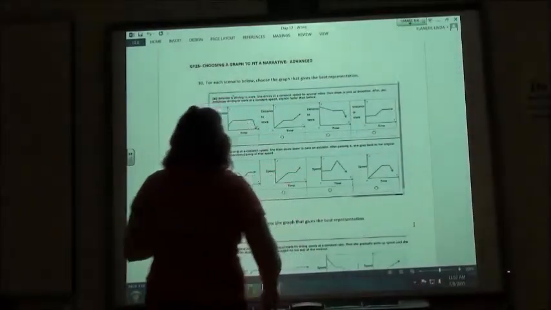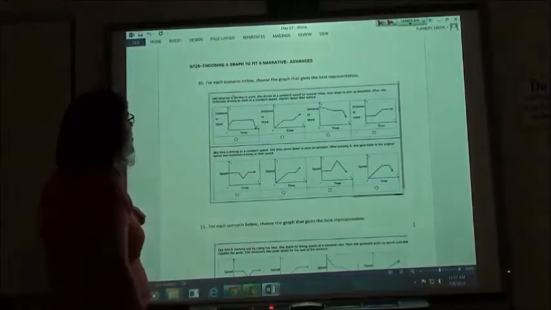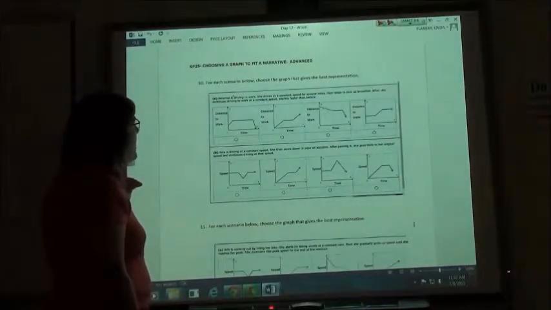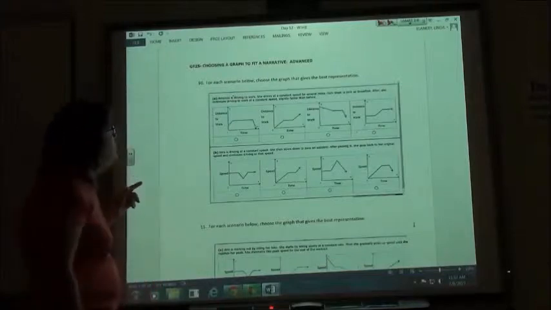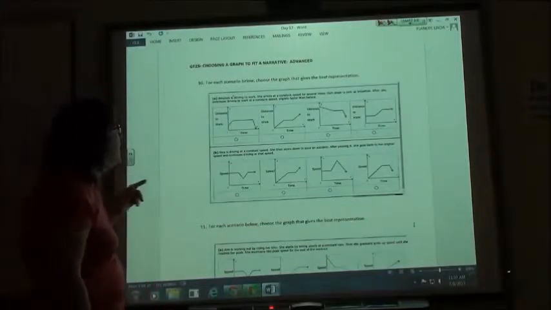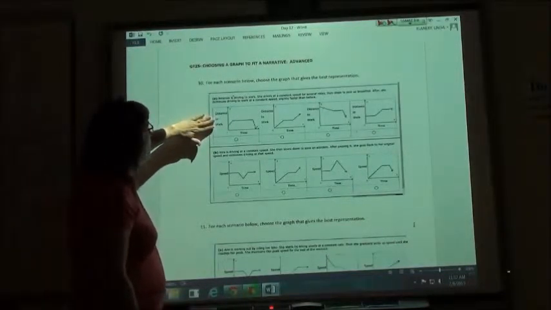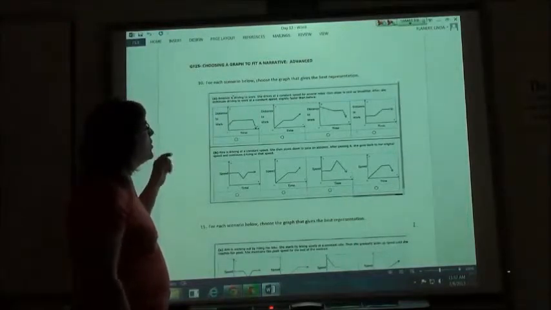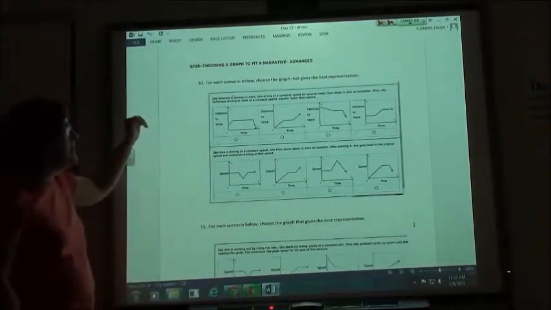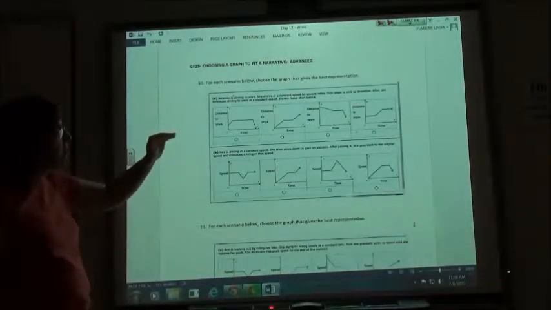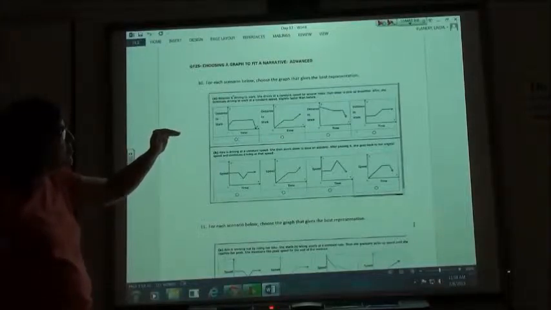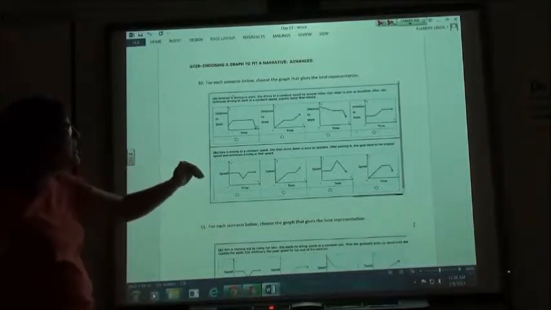So 10, 11, and 12, again, we're fitting the graph. It says Amanda is driving to work. She drives at a constant speed. She then stops to pick up breakfast, after which she continues driving to work at a constant speed. This is her distance to work. If she's driving to work, her distance is going to decrease as she drives. She's then going to stop, so her distance is going to stay the same. She's going to start driving to work again, so her distance is going to decrease.